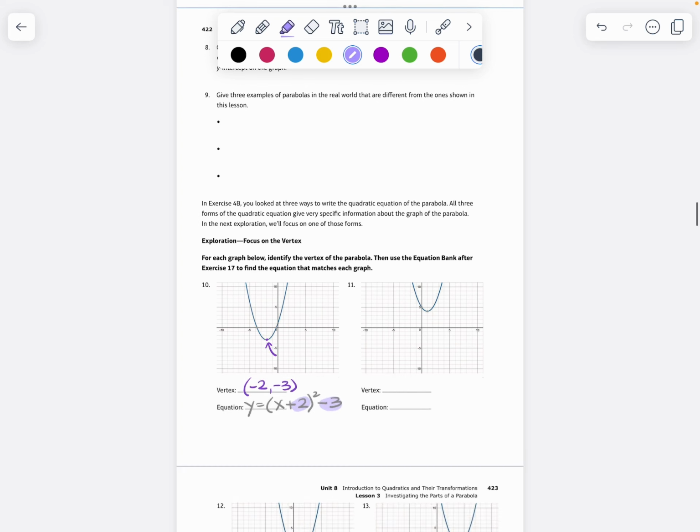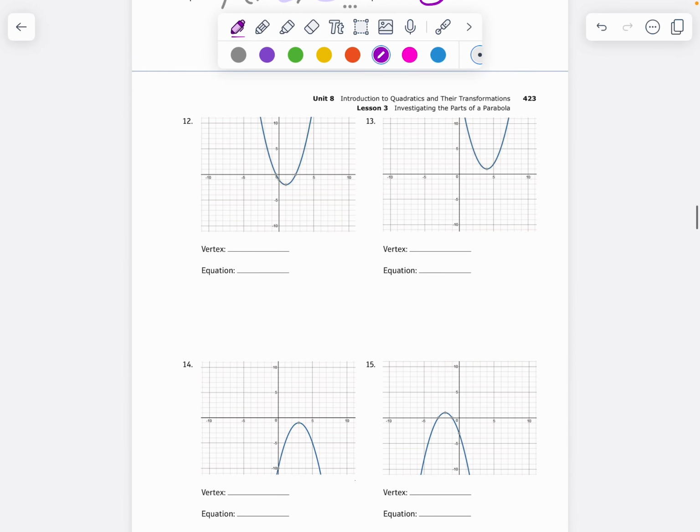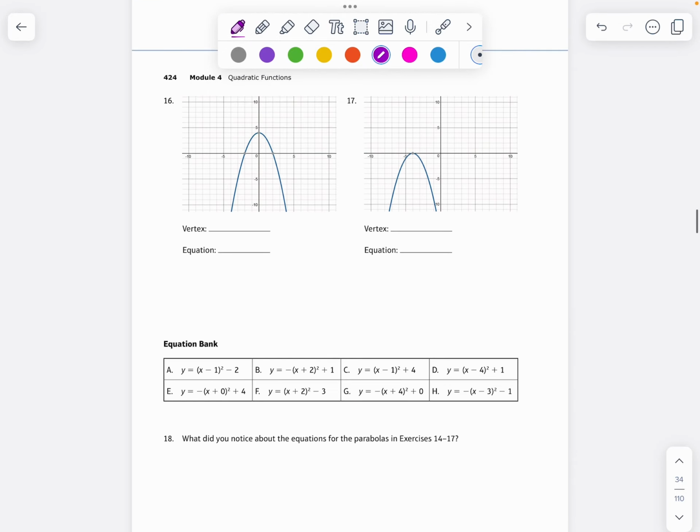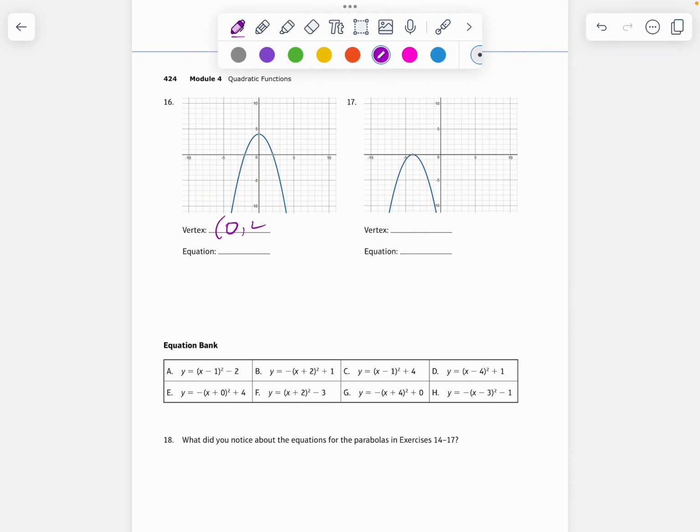All right, here are the answers. You should have gotten, sorry about that, 1, 4, which matches with C. Number 12 would be 1, -2, A. 4, 1, D. 3, -1, H. -2, 1, B. And 16, the vertex would be at 0, 4, which goes with E. And -4, 0 goes with G. How'd you do?